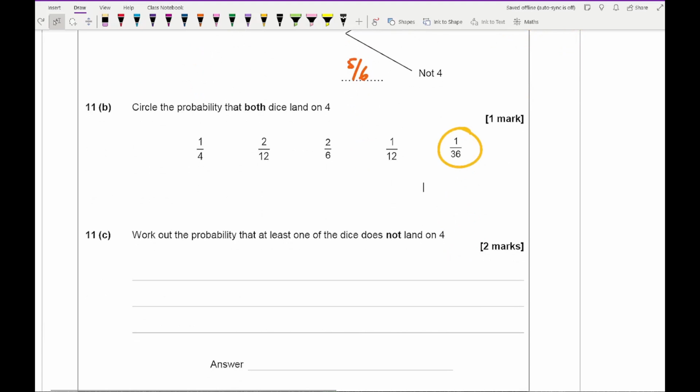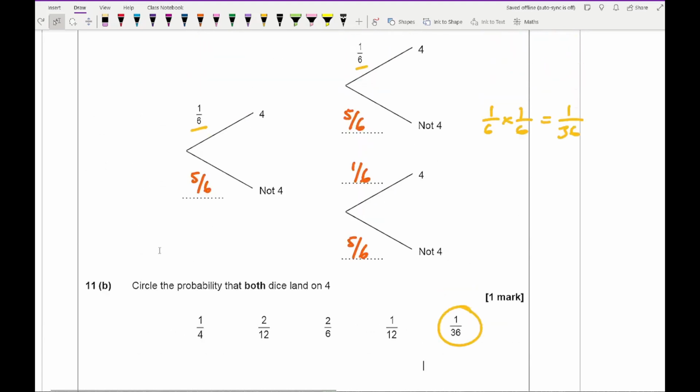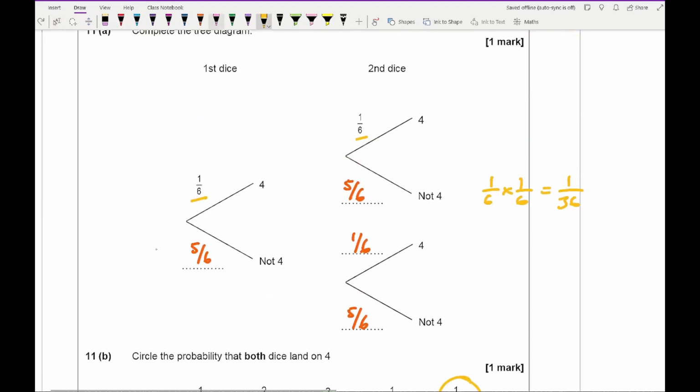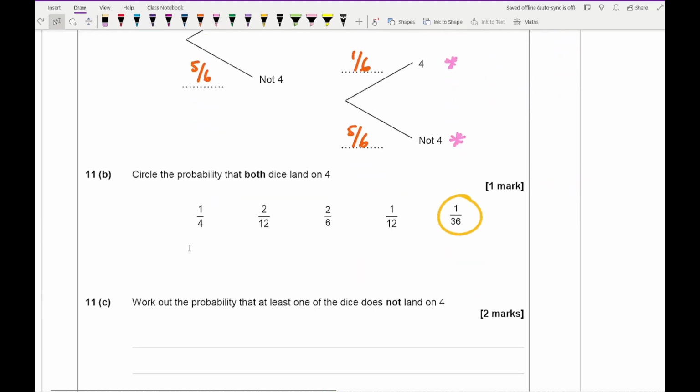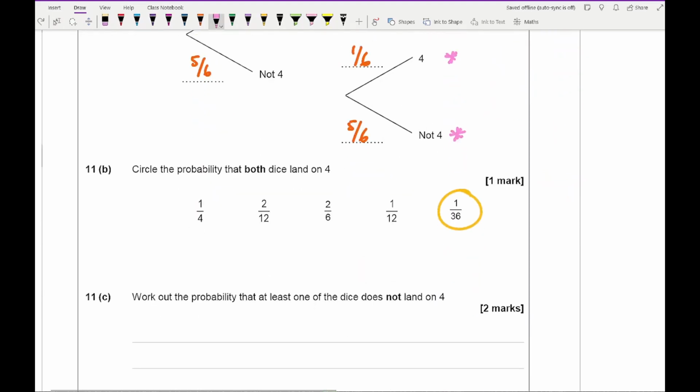Then for question 11c, it says work out the probability that at least one of the dice does not land on a 4. So not land on a 4 is going to be at least 1, so it's going to be this outcome here, this outcome here, and this outcome here. So there's a couple of ways in which you can do this. So you can either go for working out each of the ones and add them all together.